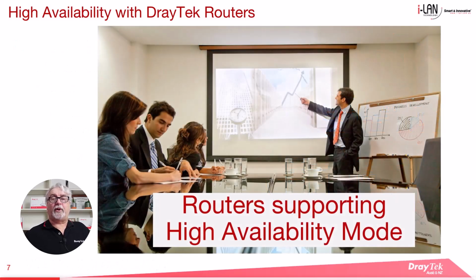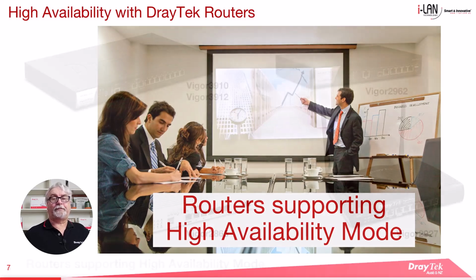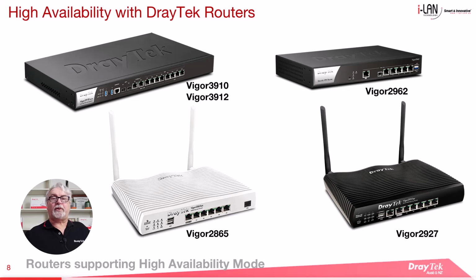Not all DrayTek routers support high availability mode, so let's first take a look at the ones that do. Most dual and multi-WAN DrayOS 4 routers support high availability, such as the VIGA 3910, VIGA 3912, VIGA 2962, 2865 and the 2927. Linux OS routers like the VIGA 3900 and the 2960 also support high availability. For DrayOS 5 routers like the VIGA 2928 series, it's yet to be announced at the time of this video.